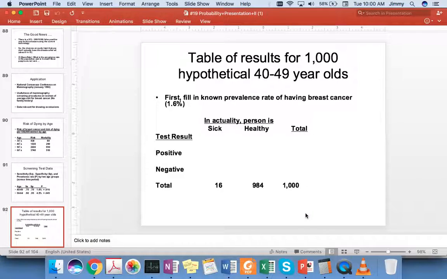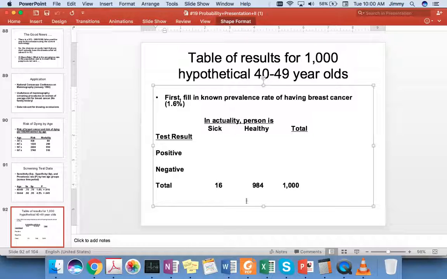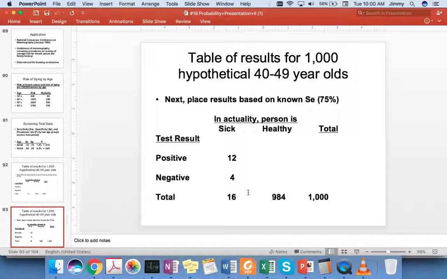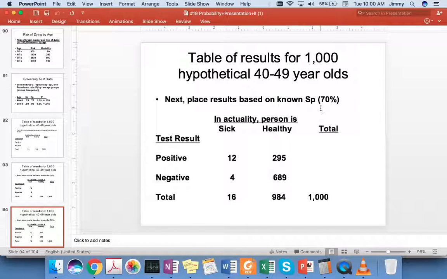So here are the hypothetical results for 1,000 40 to 49-year-olds. We know the prevalence rate is 1.6, so we put that here, 1.6 of 1,000. Next, we place the results based on the known SE. Remember, SE, the sensitivity, is this first square, so just 75% of 16. Then we know the SP, which is the second square, I mean, this diagonal square right here. So once you fill that in, you'll get the rest of this.